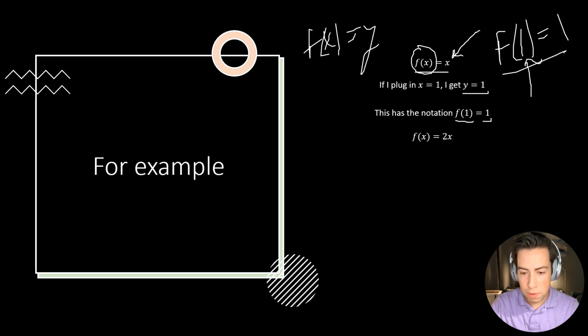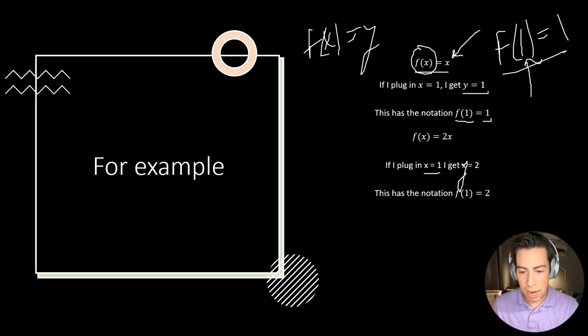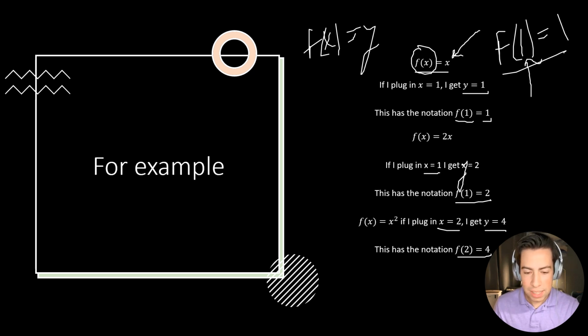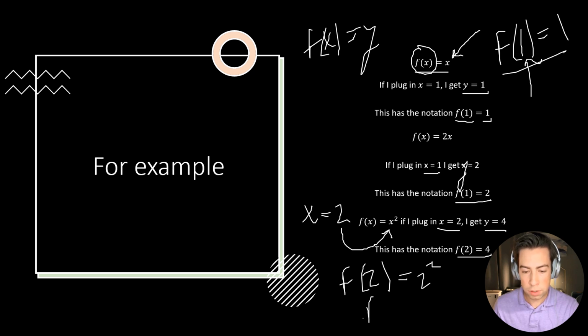Now let's do another example. f of x equals 2x. If I plug in x equals 1, I will get y equals 2. So this is going to have the notation f of 1 equals 2. If I have the function f of x equals x squared and I plug in x equals 2, I get y equals 4. And that is going to have the notation f of 2 equals 4. So hopefully that makes sense. If I say x equals 2, then I'm really just saying f of 2, right? And if I want to figure out what f of 2 is equal to, I'll just plug in x equals 2 here, and I'll get 2 squared, so therefore f of 2 equals 4. So hopefully that makes sense.